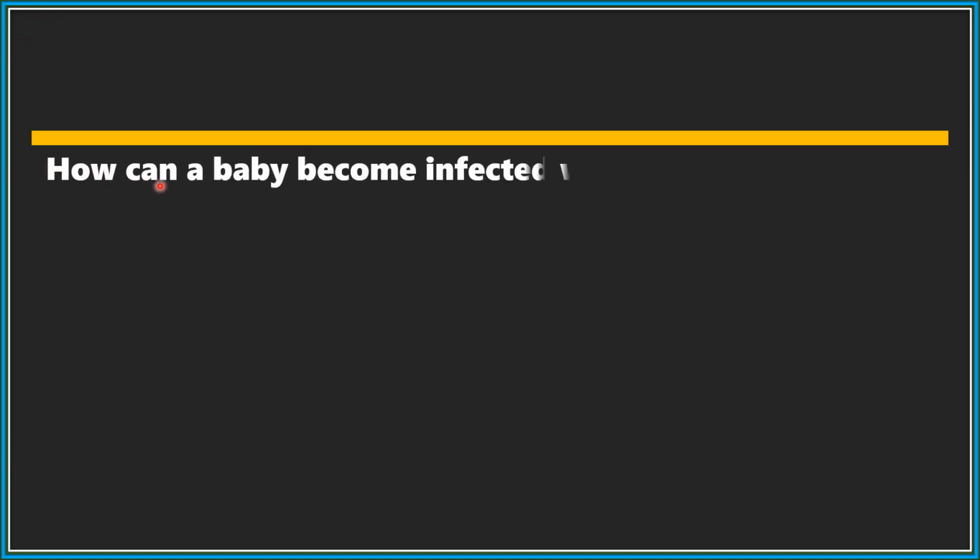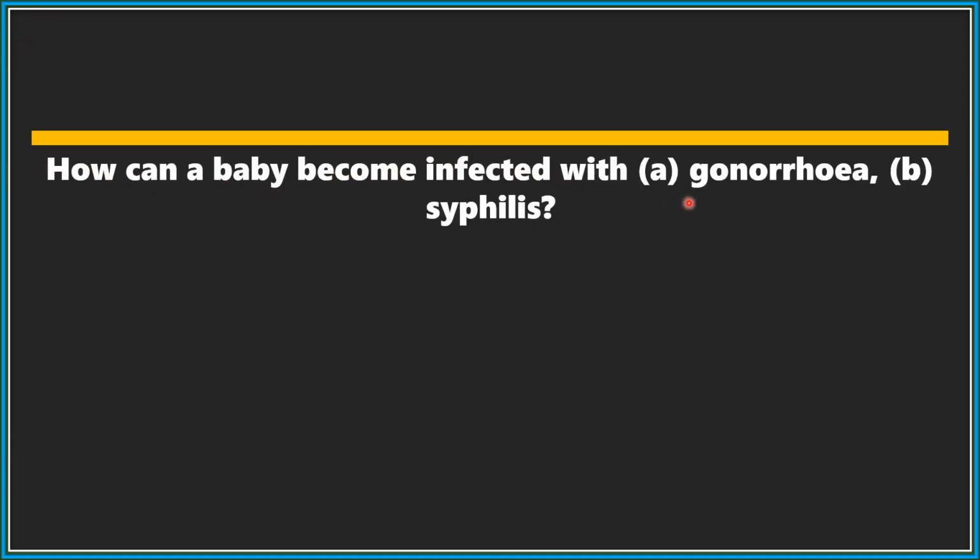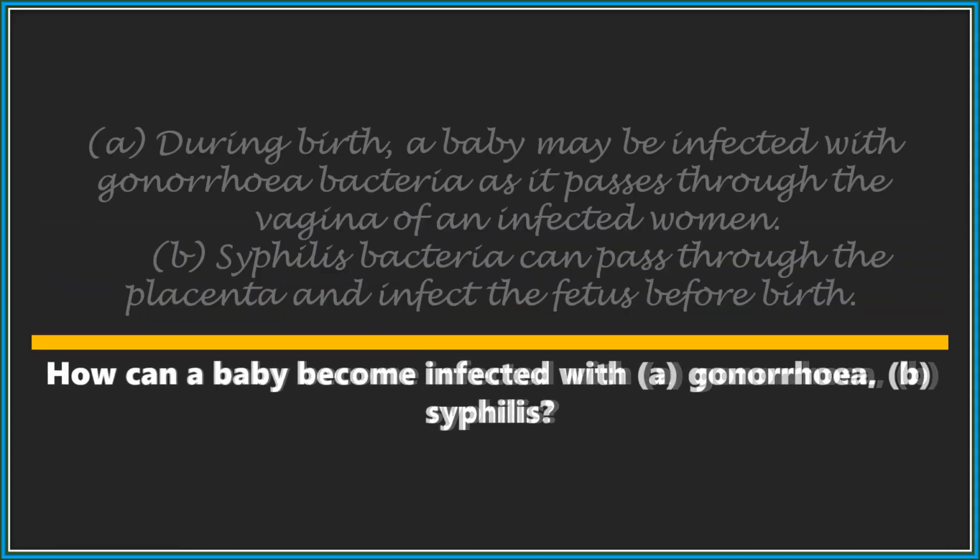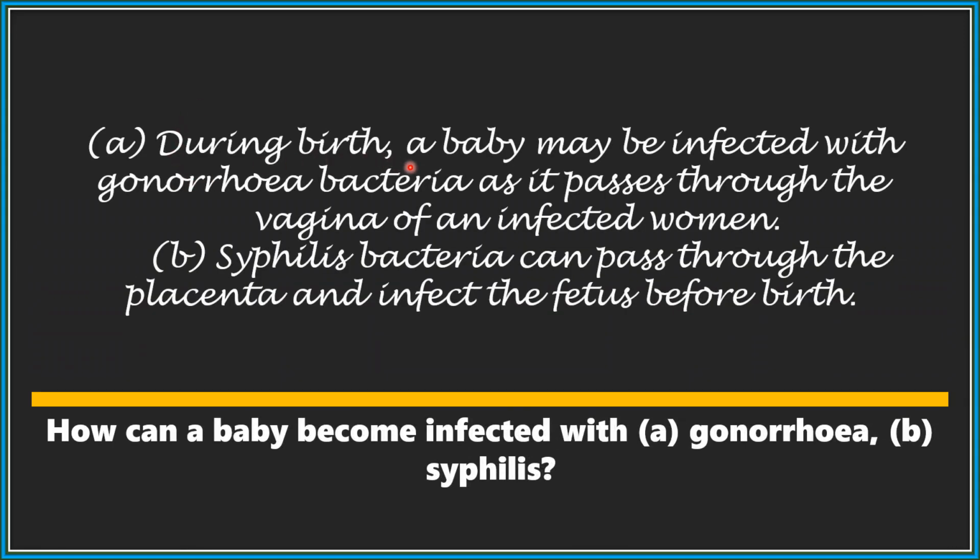How can a baby become infected with gonorrhea and syphilis? During birth, a baby may be infected with gonorrhea bacteria as it passes through the vagina of an infected woman. Syphilis bacteria can pass through the placenta and infect the fetus before birth.